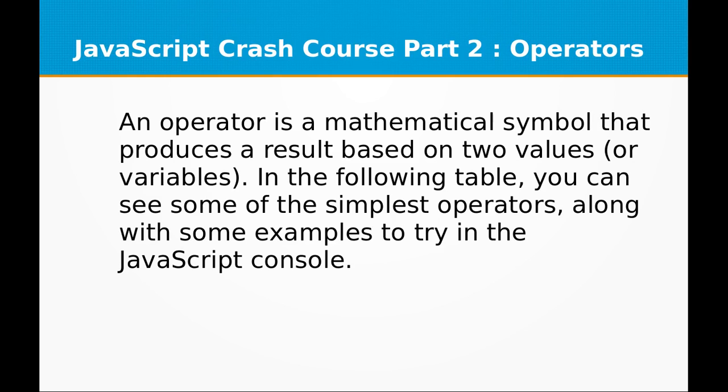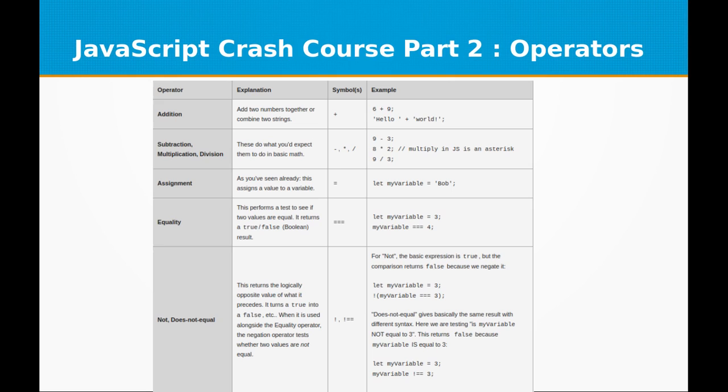In this crash course video, we will be discussing operators and comments. An operator is a mathematical symbol that produces a result based on two values or variables. In the following table, you can see some of the simplest operators along with some examples to try in the JavaScript console. So this is the table.